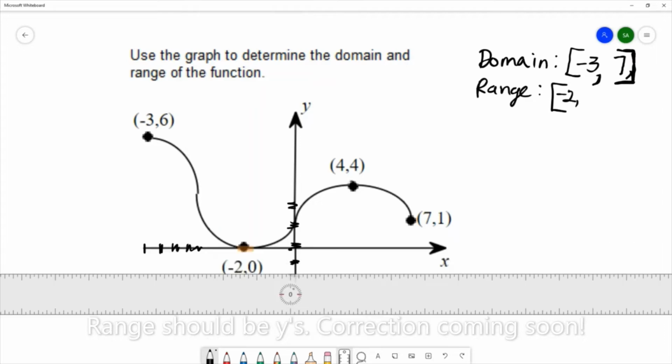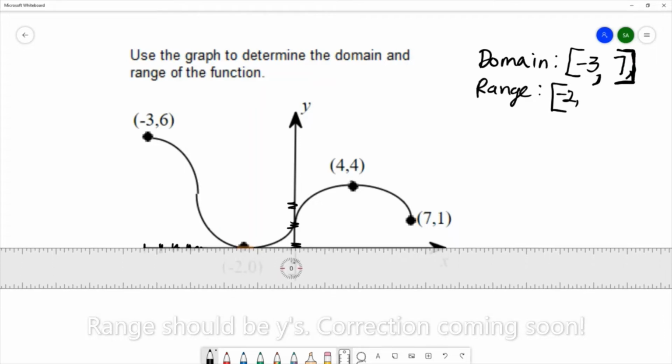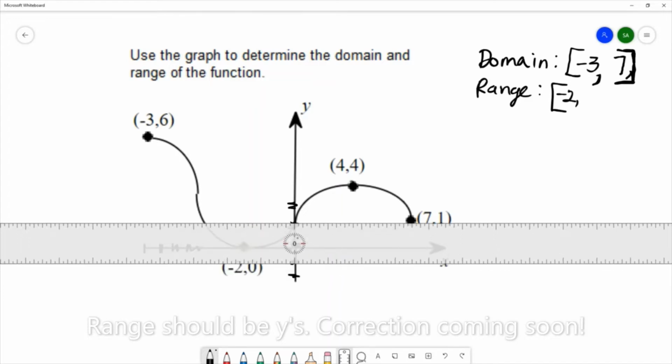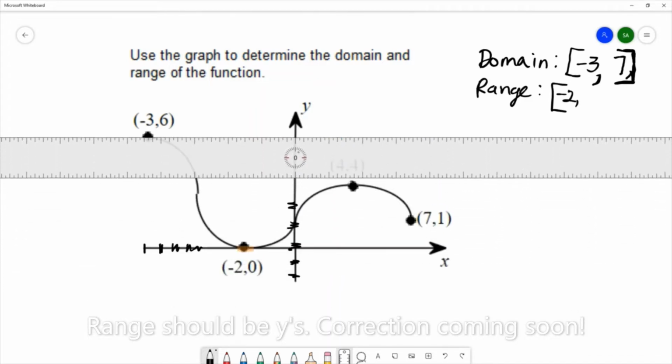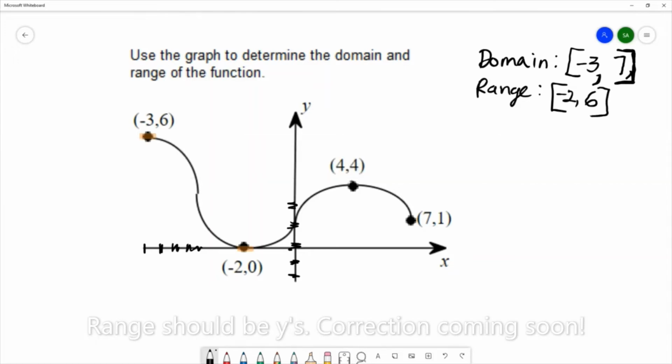Going from bottom to top, the first time I hit is at the bottom point, and the last time I hit the graph will be at this point right here, (-3, 6), and that y value is 6. So the range goes till 6. That's a filled-in dot, so I'll put a bracket on that. So I found that the domain is -3 to 7, including the endpoints, and the range goes from -2 to 6, including the endpoints.